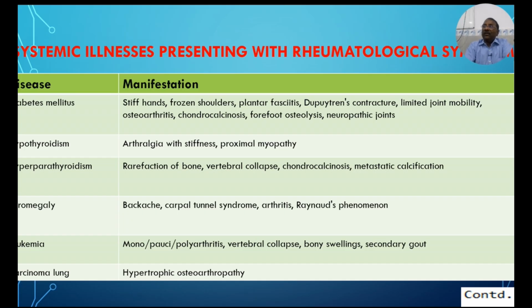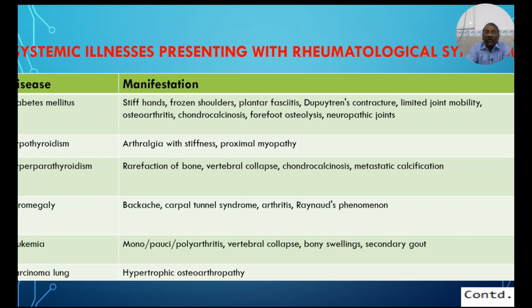So in diabetes, you have stiff hands, frozen shoulders, very common, periarthritis of the shoulder, plantar fasciitis, Dupuytren's contractures, trigger finger, limited joint mobility, osteoarthritis of the joints, either the hip or the knee, chondrocalcinosis, forefoot osteolysis, and the neuropathic joints or Charcot's joints.